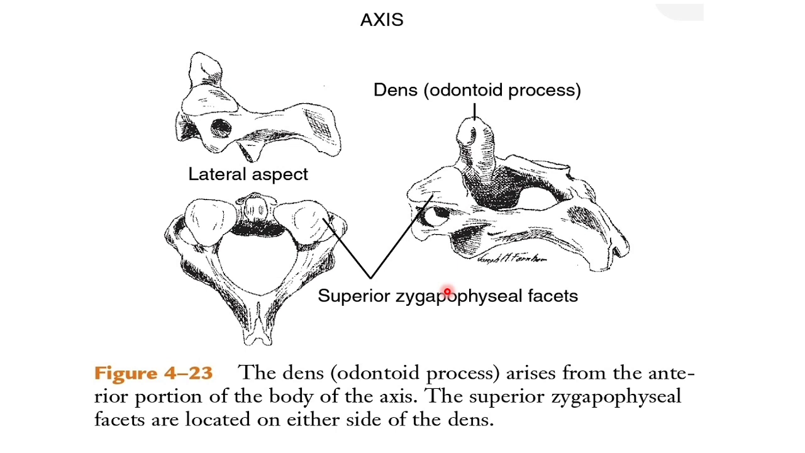So this is the diagrammatic representation of your axis bone. You can see in the lateral aspect and in the superior aspect, in the oblique view, the dens, that is the odontoid process. So that articulates with the atlas.